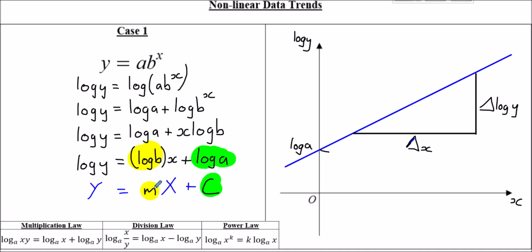So the gradient is going to be log b. So the change in log y divided by the change in x, that will tell us what log b is. So that's worth adding down here. So log b is the change in log y over the change in x.